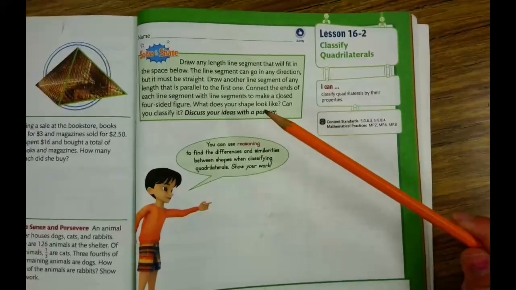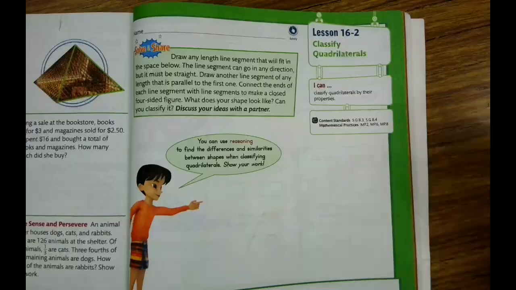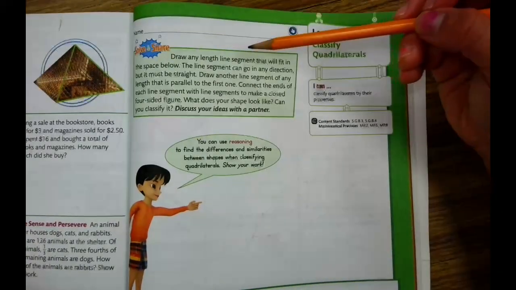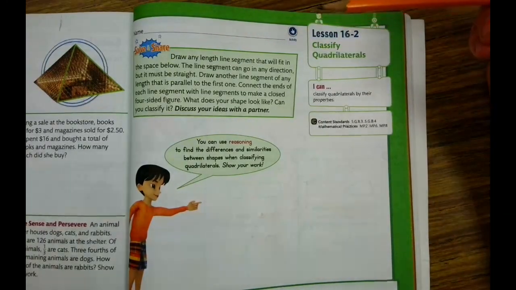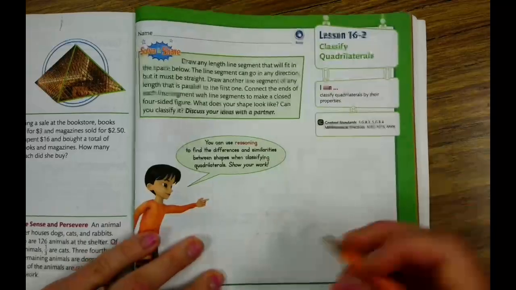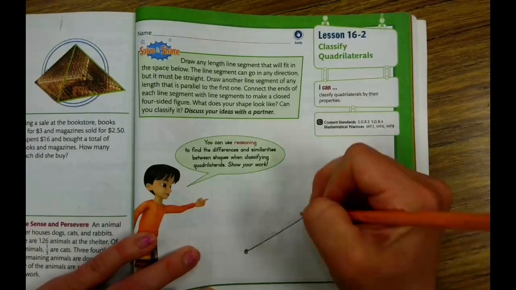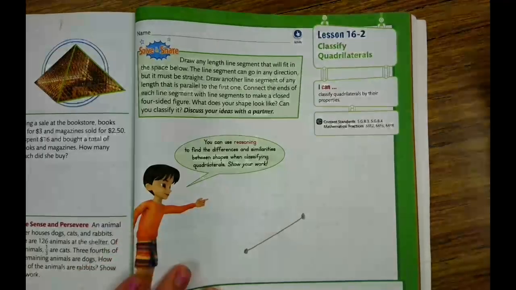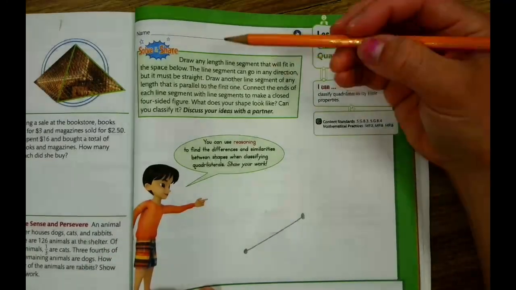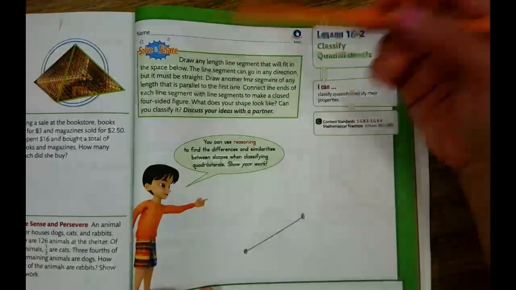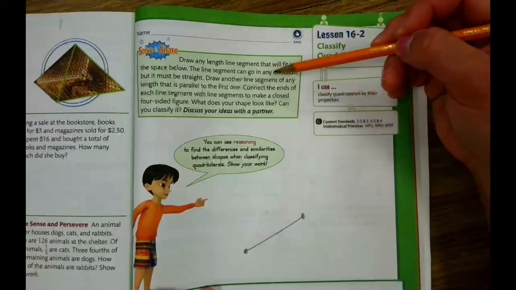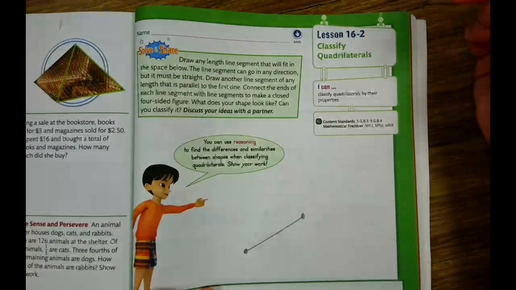It's like a little listening and following directions activity here. It says, draw any length line segment that will fit in the space below. I'm going to take one sentence at a time. So let me just draw a line segment. A line segment is a straight line that has two endpoints. Then it says the line segment can go in any direction. Oh, it must be straight. Got it. Draw another line segment of any length that is parallel to the first one.